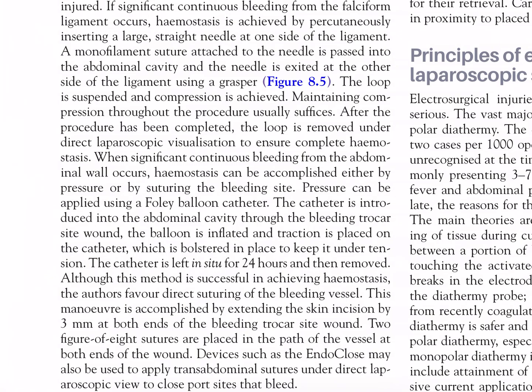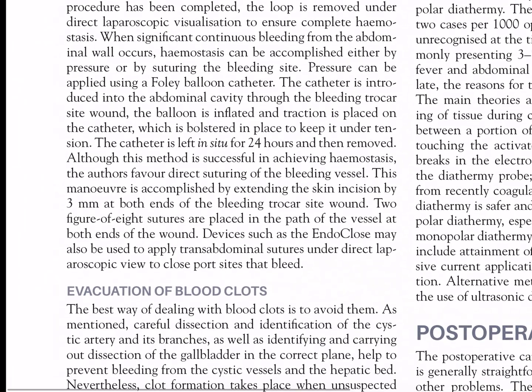When significant continuous bleeding from the abdominal wall occurs, hemostasis can be accomplished either by pressure or by suturing the bleeding site. Pressure can be applied using a Foley's balloon catheter. The catheter is introduced into the abdominal cavity through the bleeding trocar site wound. The balloon is inflated and traction is placed on the catheter, which is bolstered in place to keep it under tension. The catheter is left in situ for 24 hours and then removed.